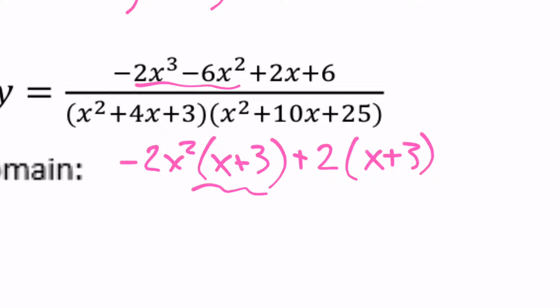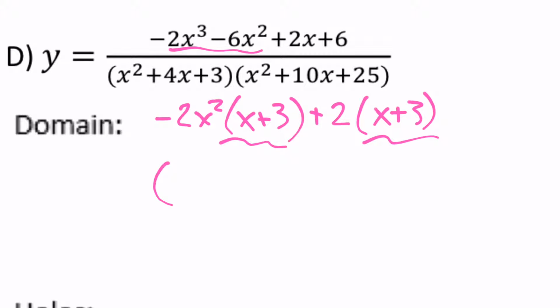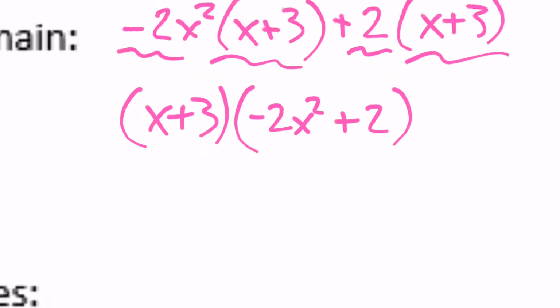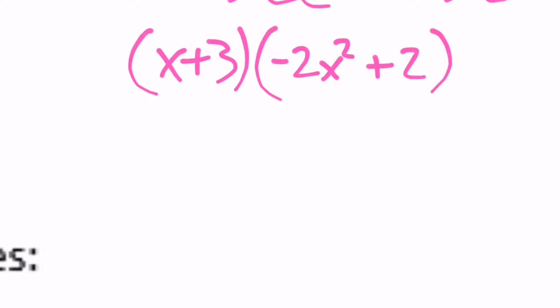So now I have an x plus 3 in both terms, which means I factor that x plus 3 out, and then I look at what's left behind. Well, what's left behind in the first term? Minus 2x squared. What's left behind in the second term? Plus 2. So now I need to keep factoring. I'm finished factoring by grouping, but now I can factor that second binomial further by pulling this negative 2 out.